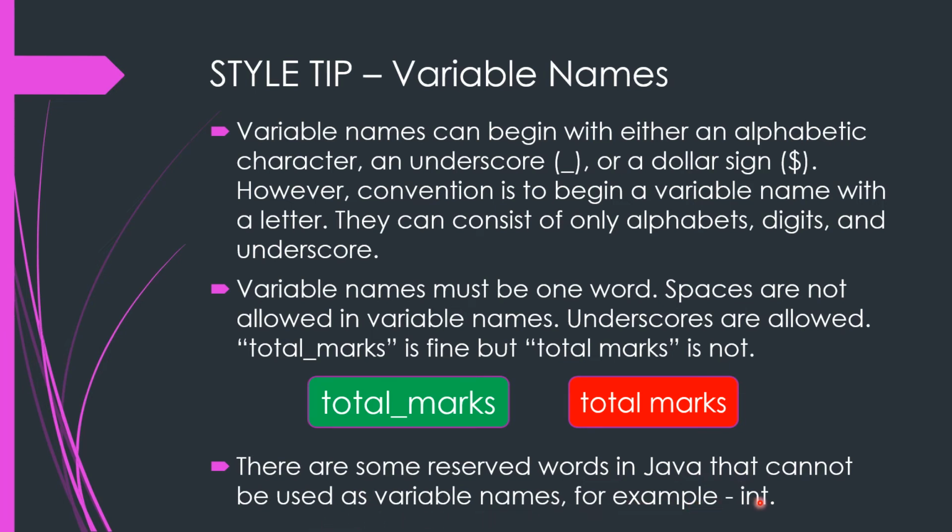There are some reserved words in Java that cannot be used as variable names. For example, int. So basically, in Java, there are some reserved words which we cannot use as variable names. Like for integer, we use the keyword int. So we cannot use this word int as any variable name. So all these reserved words, any data type name or any other word which is already reserved in Java, we cannot use as a variable name.